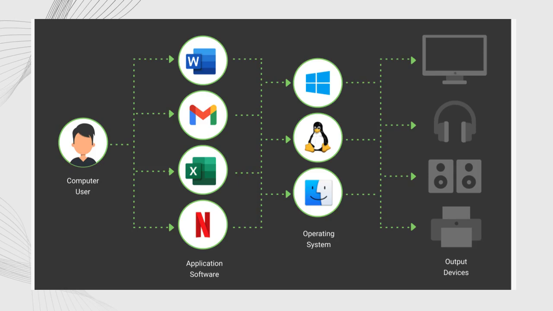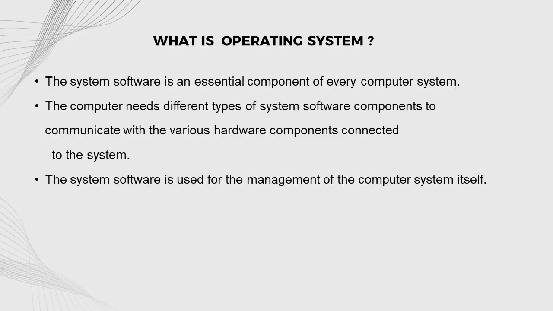The operating system is an essential component of every computer system. It is a type of system software used by the computer system itself to manage and operate the system. It also helps the computer user to interact with various hardware components.